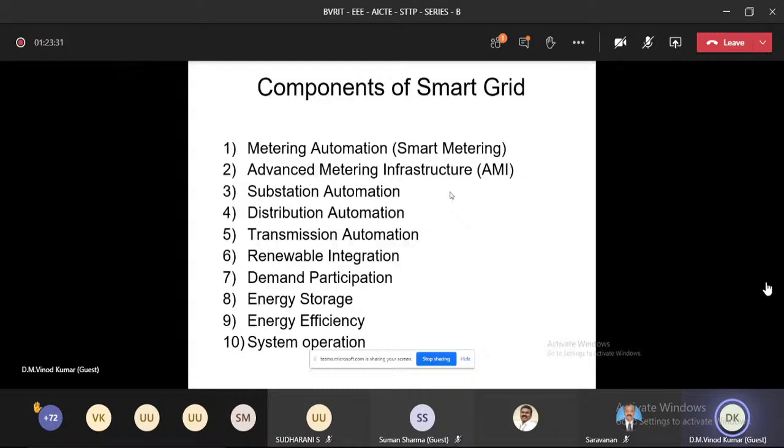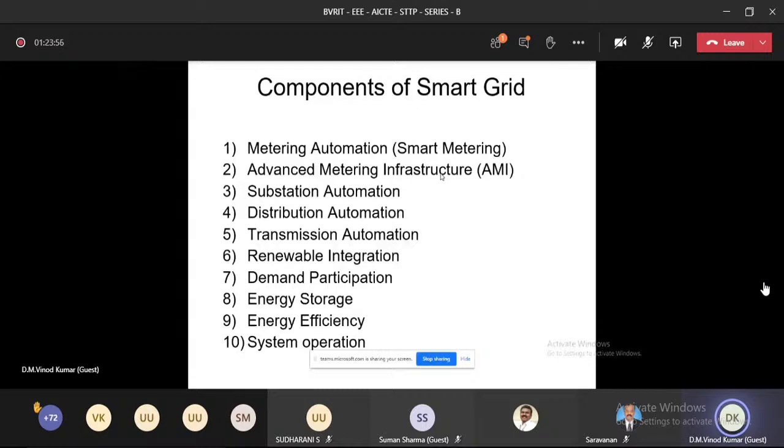Therefore, metering automation, advanced metering infrastructure (AMI). The difference between metering and the advanced metering infrastructure is that it includes the communication lines and meters. Meters may be PMUs or smart meters, or they can be IEDs, intelligent electronic devices. All the things which are required for metering come into the picture as advanced metering infrastructure.